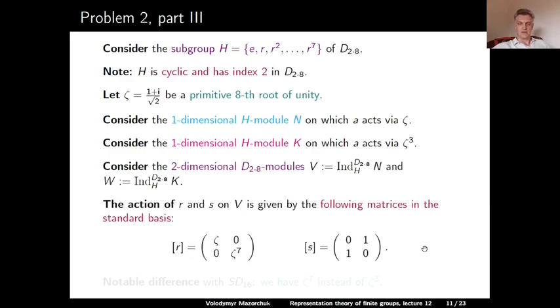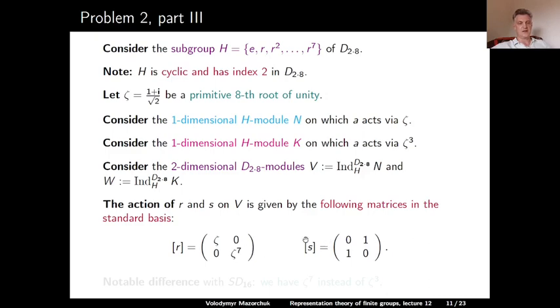Then we take these induced modules and compute the action of the rotation R and of the reflection S on the induced module V. So this is the induction of N from H to D2 times 8. And this is given by the following matrices. The matrix of R is a diagonal matrix with zeta and zeta to the power 7. And the matrix of S is 0, 1, 1, 0.